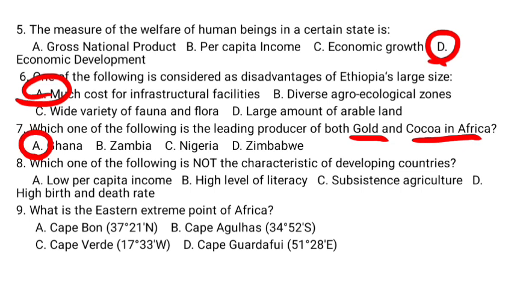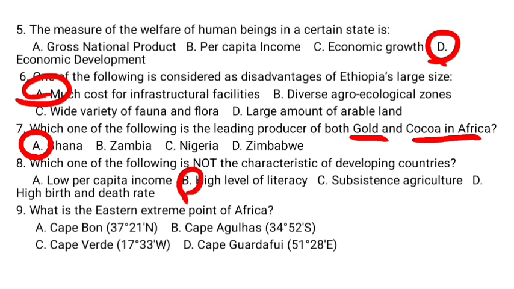Developing countries are well known for having low per capita income, subsistence agriculture, and high birth and high death rates. While developed nations are characterized by a high level of literacy, developing countries are known for having a high level of illiteracy. So, B is not a characteristic of developing countries. Rather, it is a characteristic of developed nations.